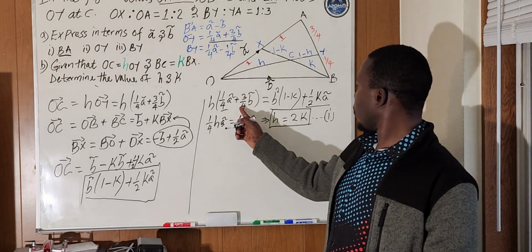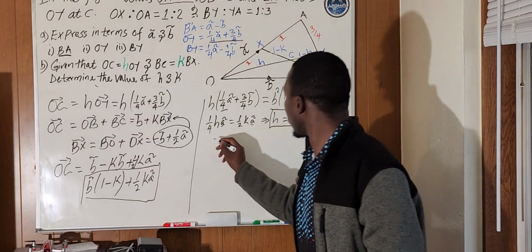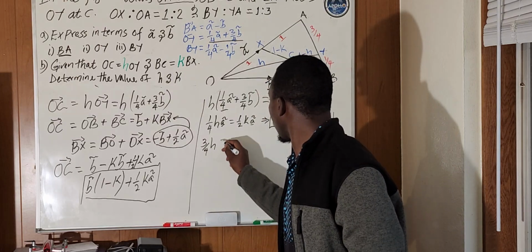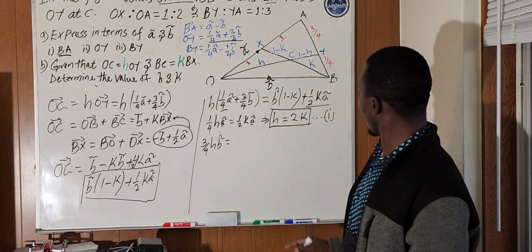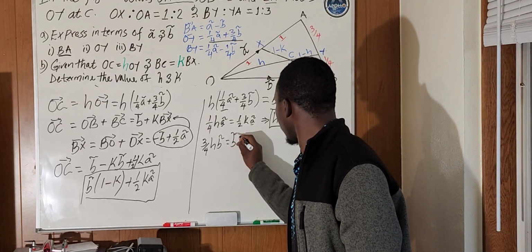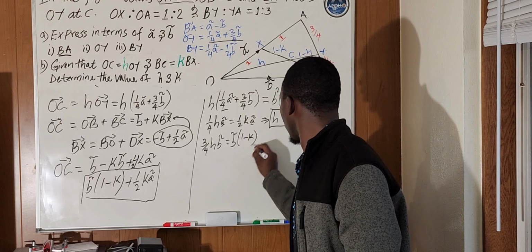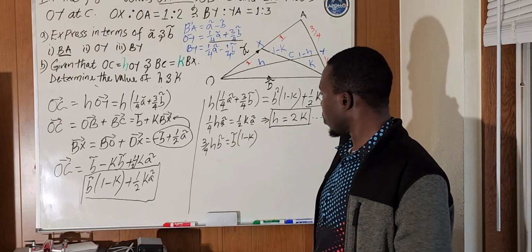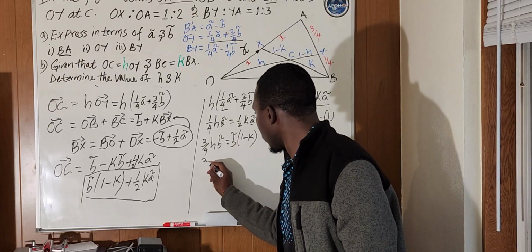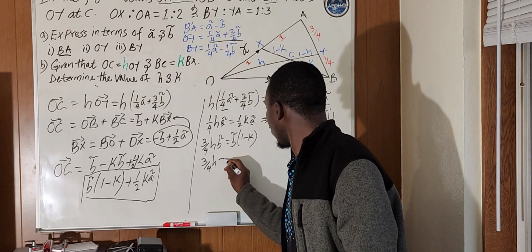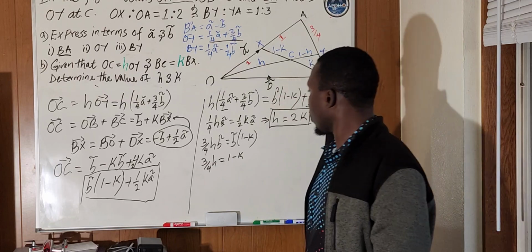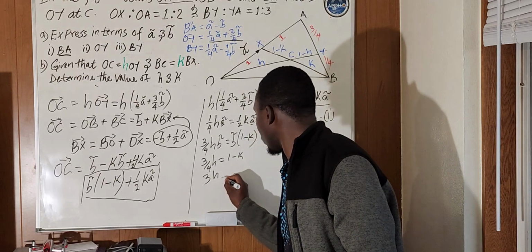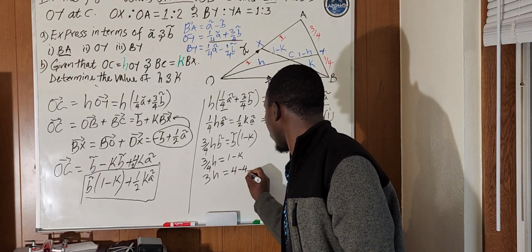The second equation, we equate vector B to B, so we will have 3/4 H vector B equals to vector B into 1 minus K. So the vector B will cancel out, we will remain with 3/4 H equals to 1 minus K. If we multiply both sides by 4, we'll have 3H equals to 4 minus 4K.